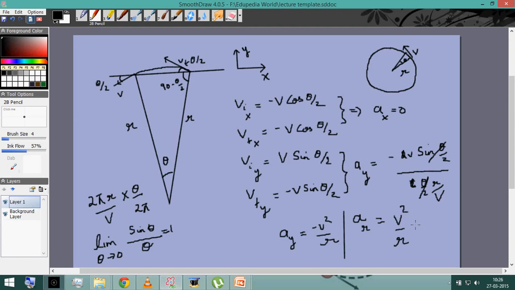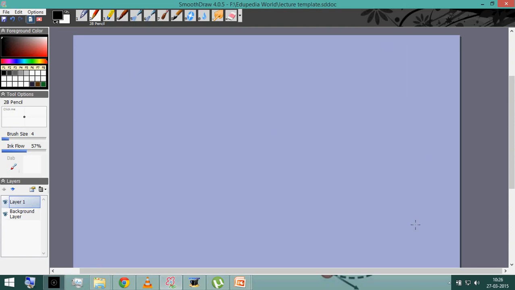So I've derived this result, which is a very important result and which you will use over and over again in problems involving circular motion, that whenever a particle is moving along a circle at a speed v and the radius of the circle is r, the radial acceleration, that is the acceleration towards the center, is equal to v square by r. Right.